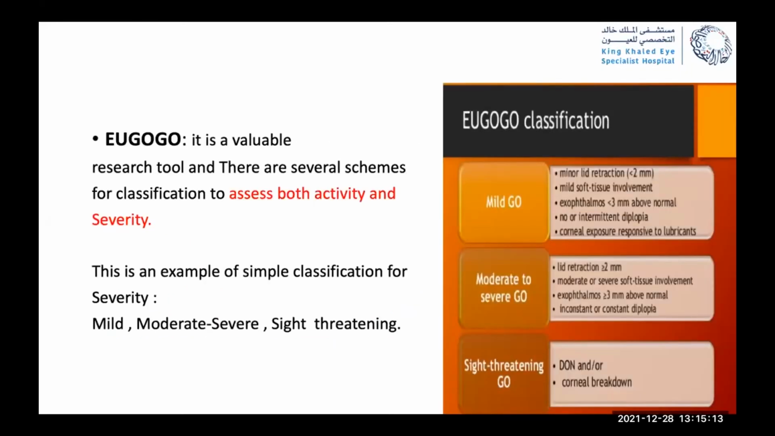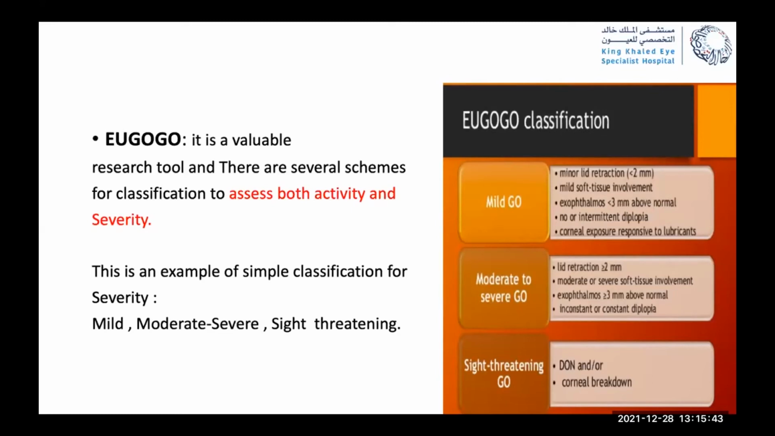Okay, the last one in the classification is the EUGOGO classification. It is a valuable research tool, and there are several schemes of classifications under the umbrella of the European group. This is one of the simple classifications under EUGOGO that is used for severity, and they grade the severity into 3 parts: the mild, moderate to severe, and sight threatening.